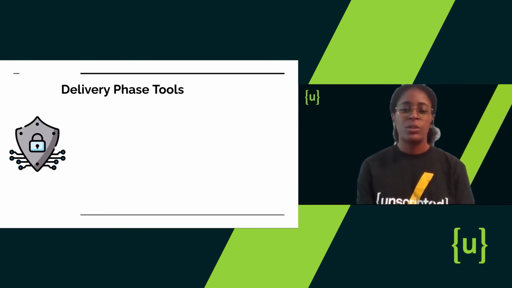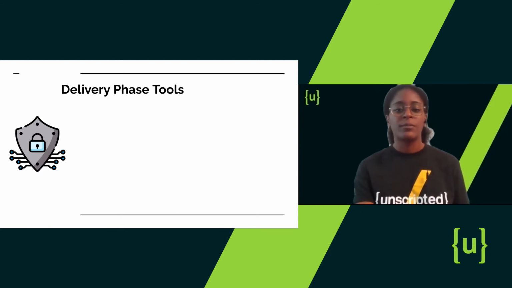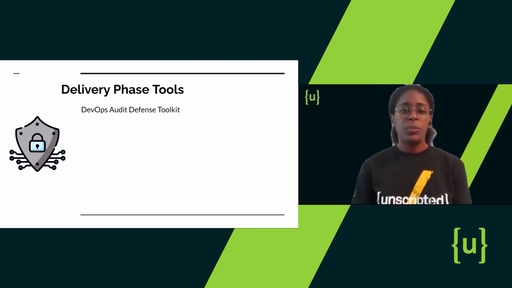In this case, this is where you're going to staging or QA. At this point, your artifact should really be sound code-wise. Now you can get into more of the manual audits. The DevOps Audit Defense Toolkit is a really good PDF if you're looking for some guidance on how to go through your app and check it for security issues.